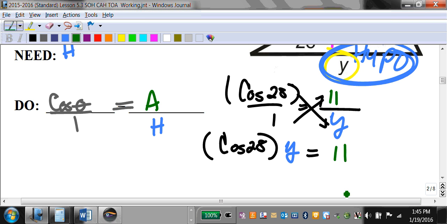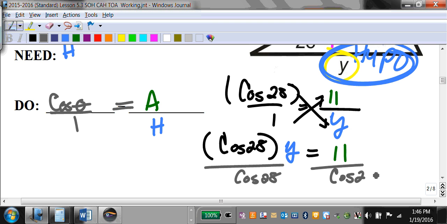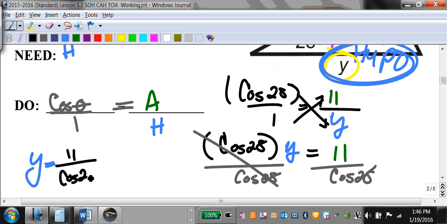Okay, look up here, guys. Is y by itself? Yes or no? Okay, so we can't touch the calculator yet. We have to get rid of that cosine 28. So y is going to equal 11 divided by cosine 28.